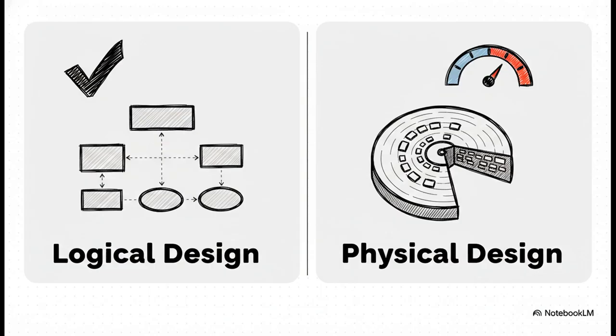So let's just draw a really clear line in the sand here. On one side, you've got logical design. That's all about the what. What are your tables? What are your columns? How are they related? Its number one goal is just correctness. But then you have physical design. That's all about the how. How is that data actually arranged on the disk? And its goal is pure, unapologetic performance. You absolutely cannot have a great system unless you master both.